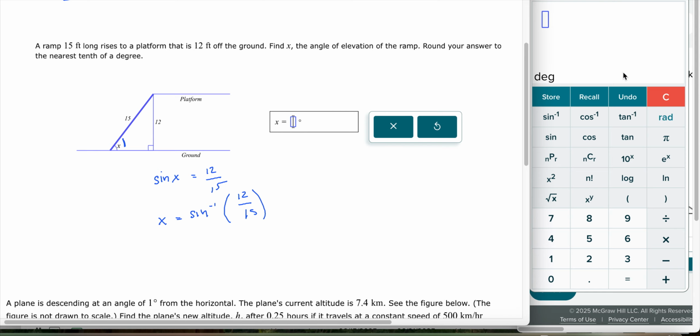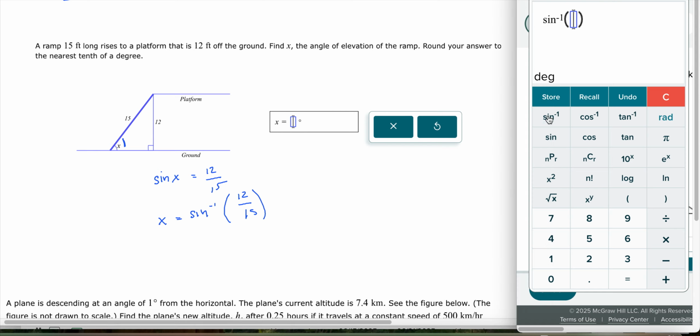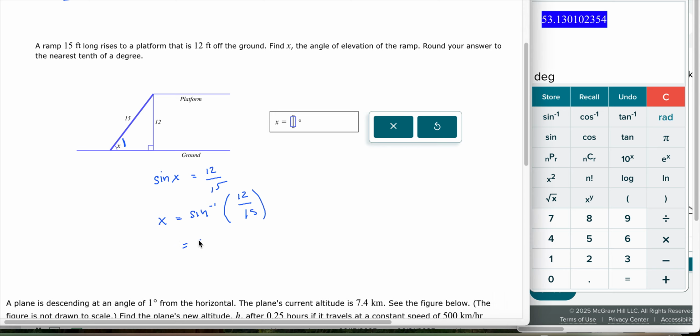So I have the calculator over here. Make sure you're in degrees. We're going to use the sine inverse button, and again, that's 12 over 15. We get 53-ish. So let's double check. We're supposed to round to the nearest tenth, so that would be 53.1 degrees for my angle of elevation.